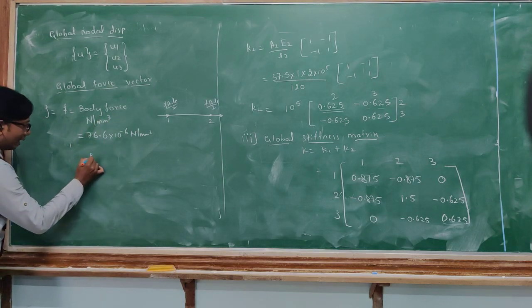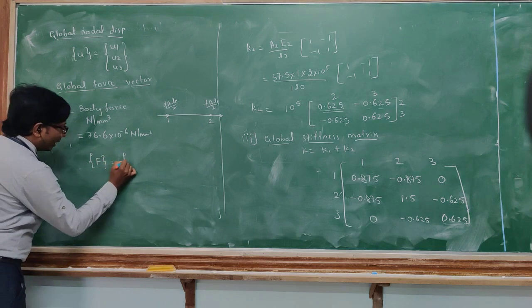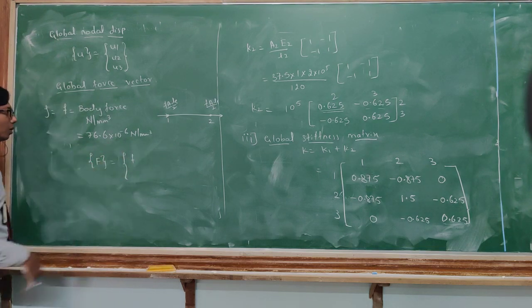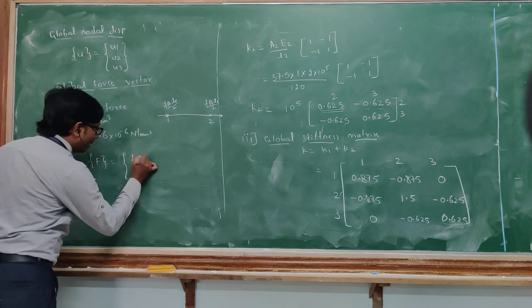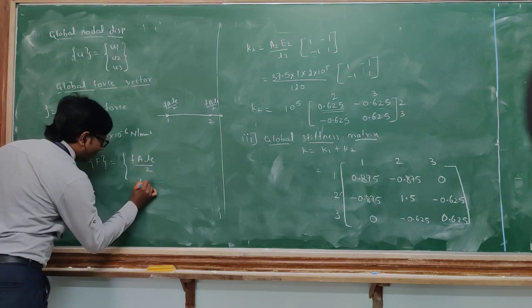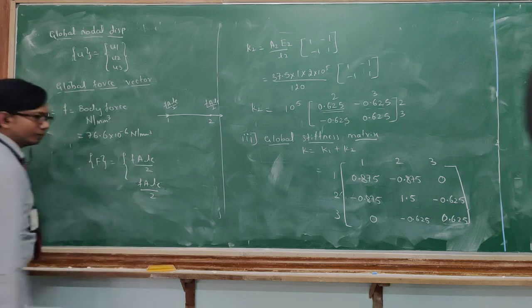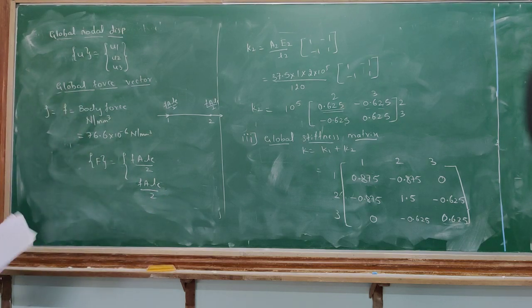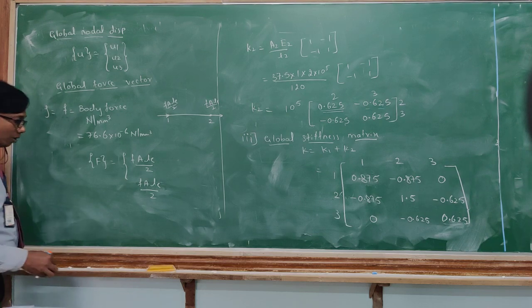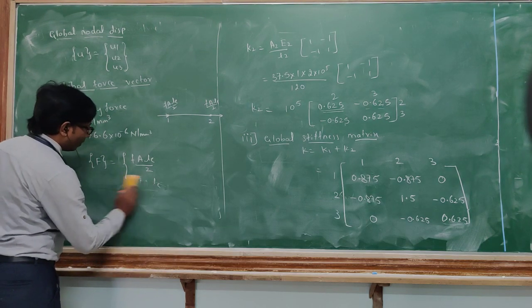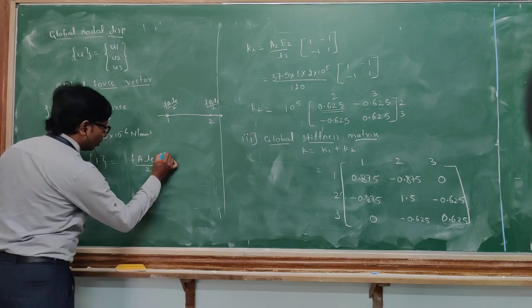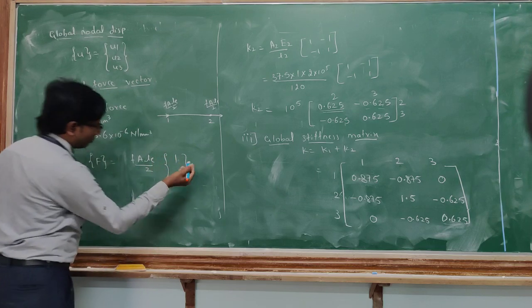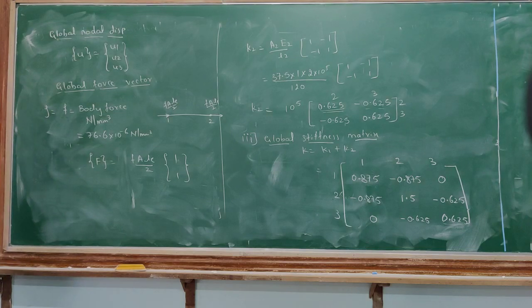So what I'll do is take F here. If you go through the previous notes or previous videos, you can see how we have written the body force, that is Fa Le by 2 and Fa Le by 2. Fa Le by 2 and Fa Le by 2 will be the body force, or we used to write it in this way also, Fa Le by 2 times 1 1. Both are the same, we can write in this fashion also.